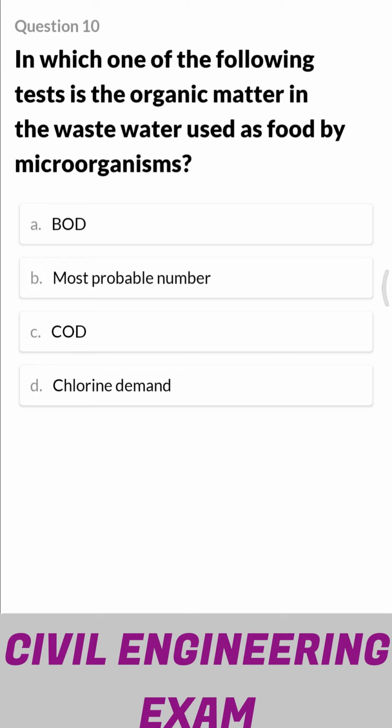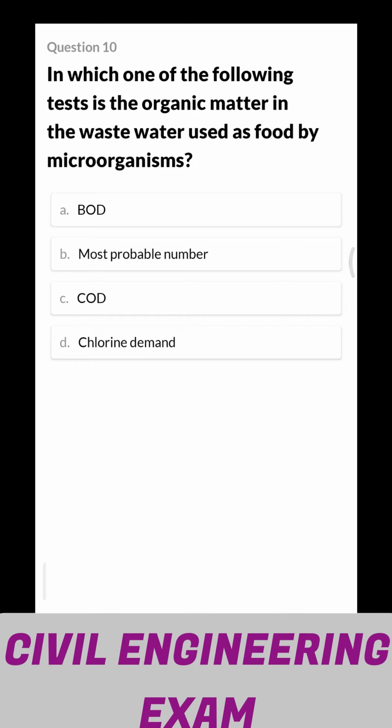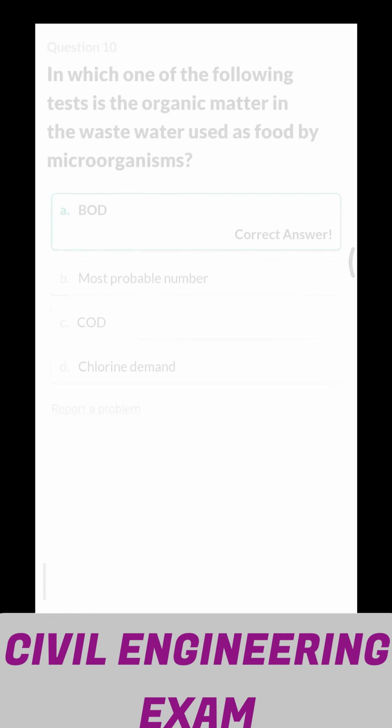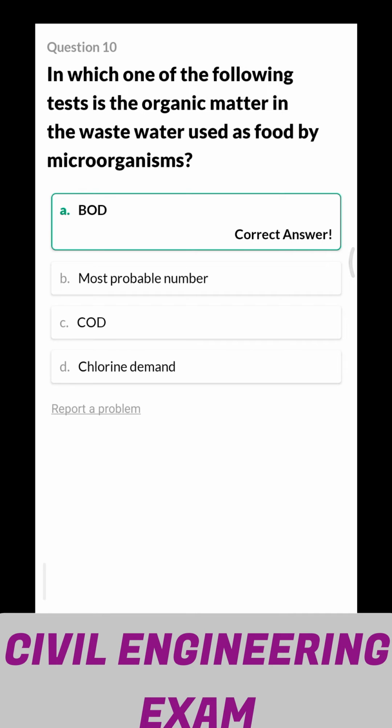So next question, in which one of the following tests is the organic matter in the wastewater used as food by microorganisms? Option A BOD, option B most probable number, option C COD, option D chlorine demand. So the correct answer is option A, BOD. The BOD is the amount of oxygen required to decompose any organic matter present in the wastewater, so that is called BOD. So the organic matter in the wastewater is used as food by the microorganisms.